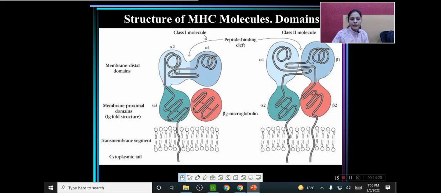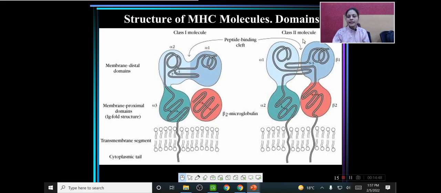So here alpha 1, alpha 2, alpha 3, and between alpha 1 and alpha 2 is the peptide binding cleft. In this peptide binding cleft, the antigen comes and binds, and the processing of the antigenic peptide takes place, right? So alpha 1 and alpha 2 are the region where the peptide will come and bind, right?